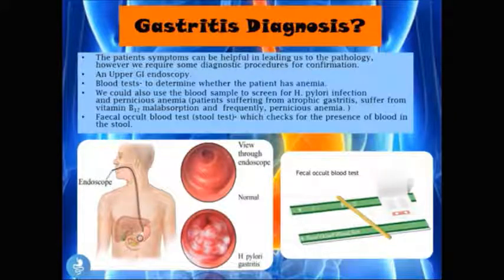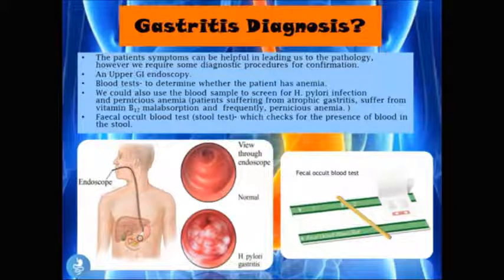Now let's talk about the diagnosis of gastritis. The patient's symptoms can be helpful in leading us to the pathology. However, we do require some diagnostic procedures for confirmation. These diagnostic procedures include an upper GI endoscopy, blood tests to determine whether the patient has anemia.